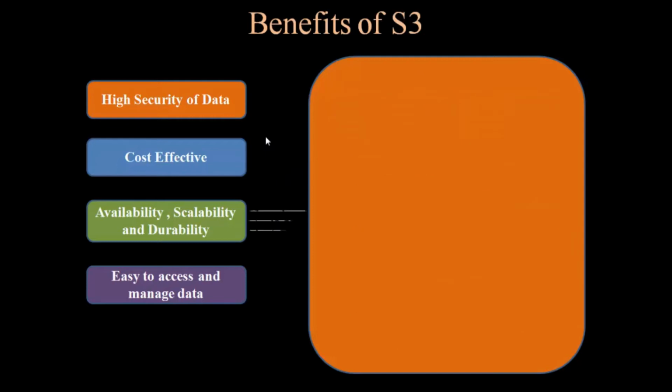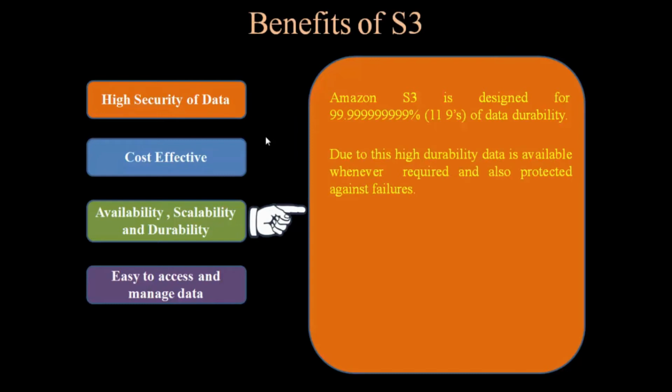Next one is availability, scalability, and durability. As we already discussed, Amazon S3 is designed for 99.999999999 percent, that is 11 nines, of data durability, such high durability provided by AWS. Due to this high durability, data is available whenever required and also protected against failure. So because of this, we can store data permanently and access it easily whenever it is needed. You can scale your storage resources up and down as per your need. Whenever there is more demand or more data to store, you can scale up your resources. Whenever it is less required, you can scale down as per your need.